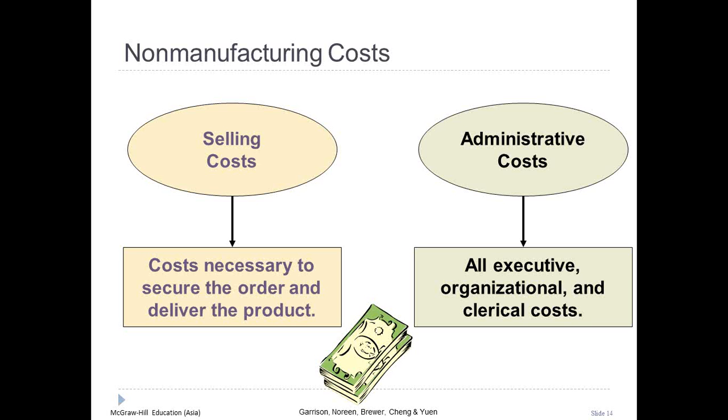Administrative costs include all executive, organizational, and clerical costs associated with the general management of the organization. Examples of administrative costs include executive compensation, general accounting, secretarial, public relations, and similar costs involved in the overall general administration of the organization as a whole.